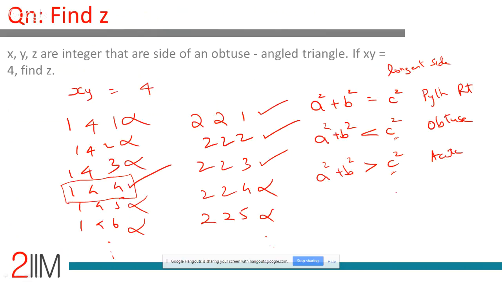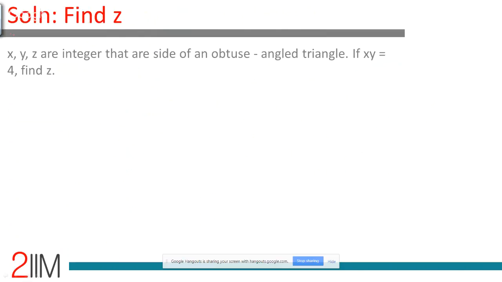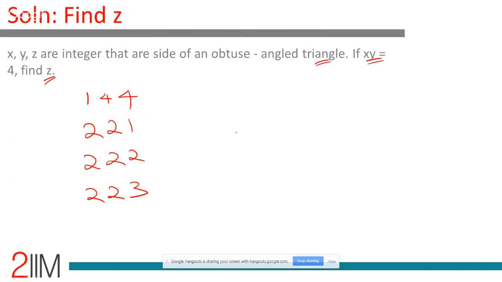Right, so now coming back to this, there are only 4 triangles possible, so I'm going to list those 4 down. The 4 triangles that we have shortlisted: 1, 4, 4; 2, 2, 1; 2, 2, 2; 2, 2, 3. We have found these using xy equal to 4, z being an integer, and it being a triangle. The one part we have not used is the obtuse angle.